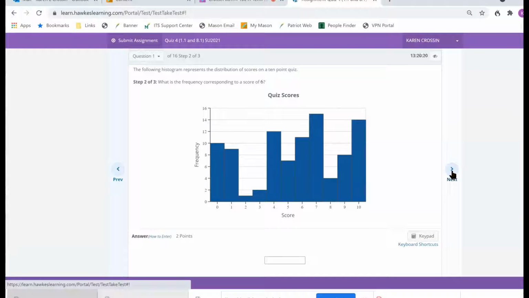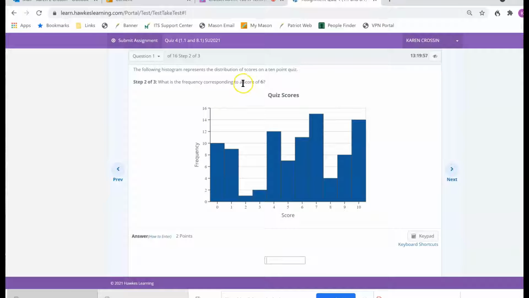So we go next, and now it says, what frequency corresponds to a score of 6? So where do we want to look for the 6? On the horizontal or vertical axis? Horizontal. So we want to look here. You agree, both of you? You don't agree with yourself. Okay, so maybe here. I think it's there, yeah.